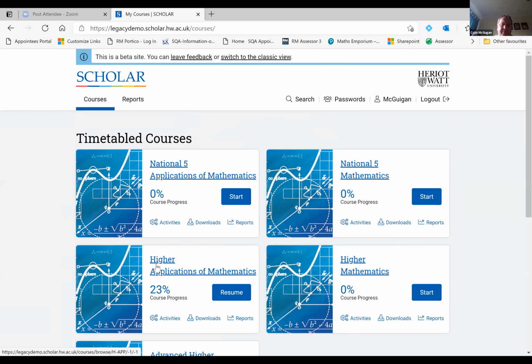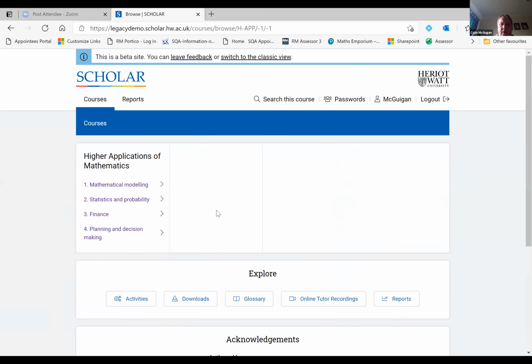So for the last couple of minutes, I'll let you see this. It's a demonstration model just now. It's not completed. It's still in the process of being written. So we can see there that we've got essentially the four main parts of the course: our modelling, our stats and probability, our finance, and our planning and decision making.